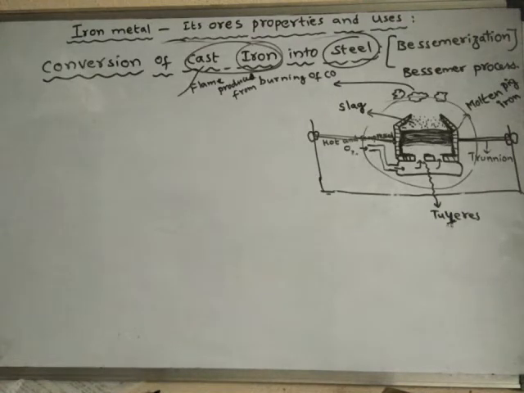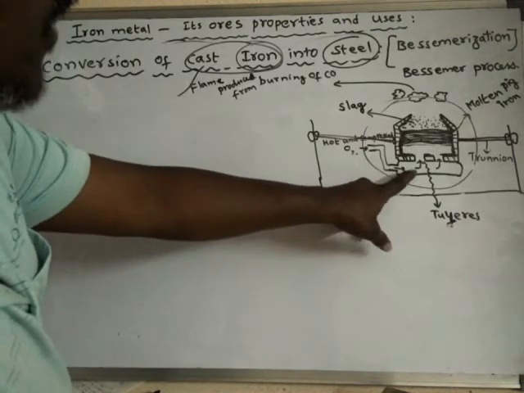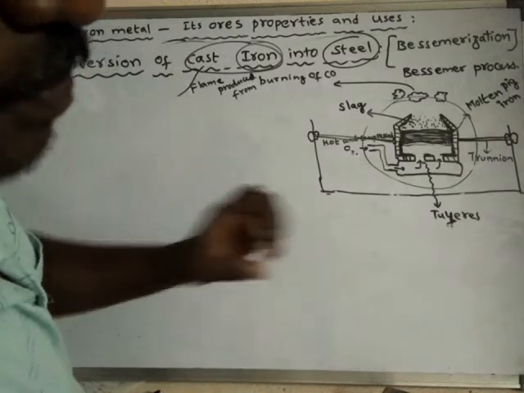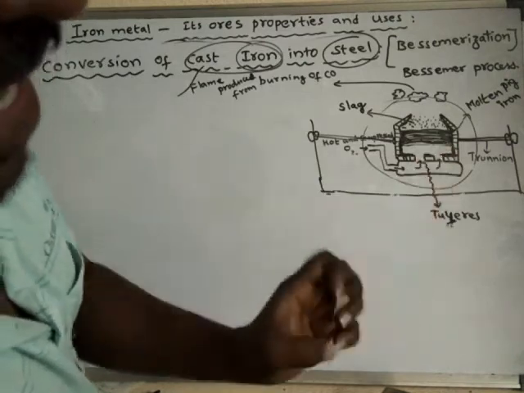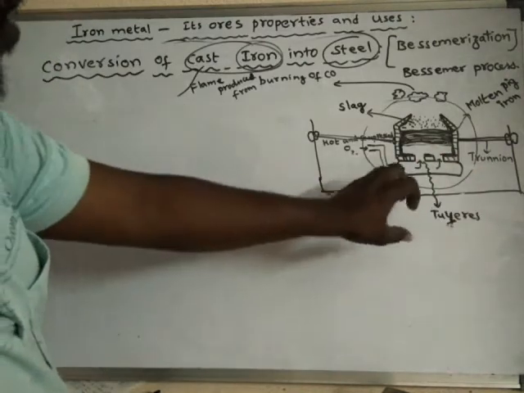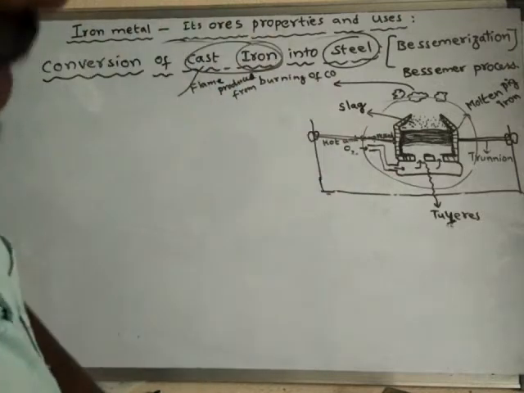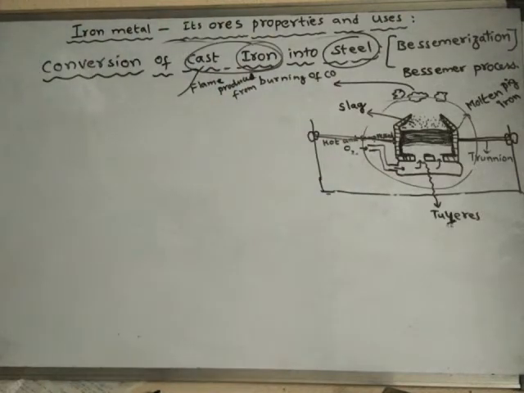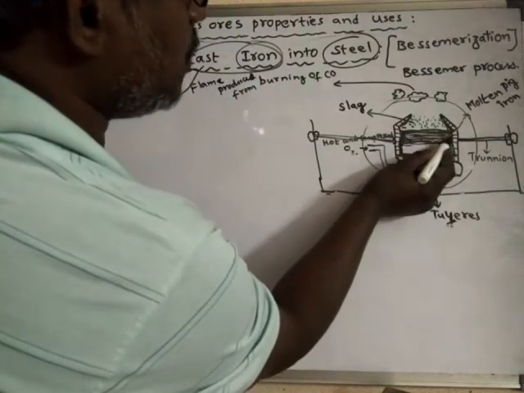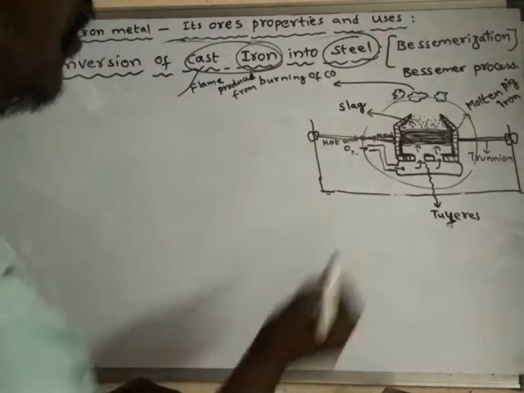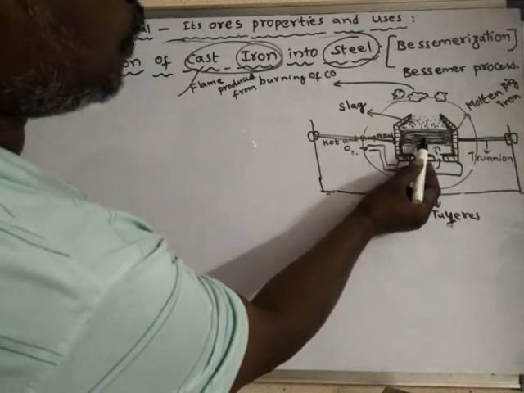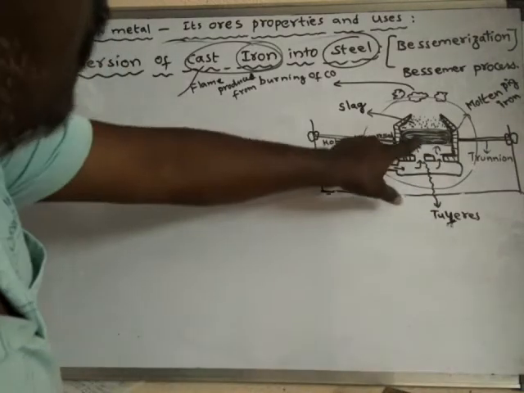Okay, next, after pouring this, a blast of oxygen. Because hot and compressed oxygen is blasted, it means it is sent in with force, or with pressure. When the blast of oxygen is passed through, the oxygen reacts with the impurities present in the cast iron. So here this cast iron has impurities, and the oxygen is blasted into it. It will react with the impurities. It does not react with the iron. It reacts with the impurities.